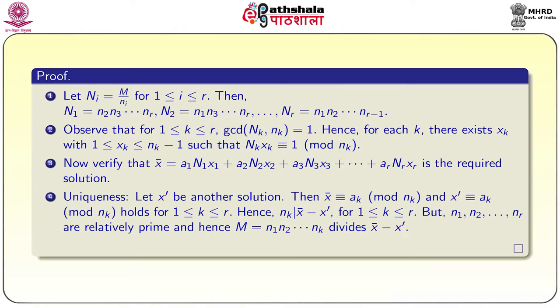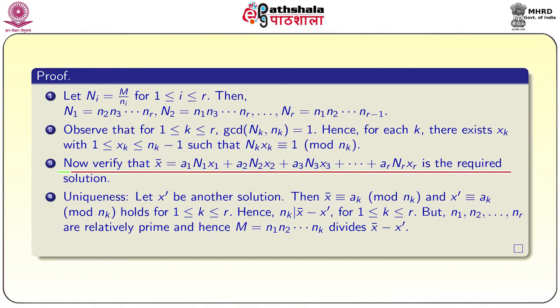Hence, for each k there exists x_k with 1 ≤ x_k ≤ n_k − 1 such that N_k x_k is congruent to 1 mod n_k. This result we proved earlier as a corollary. So, now we are utilizing this.